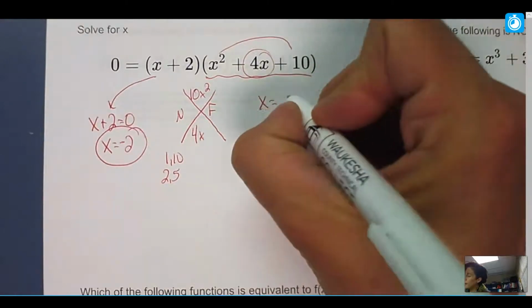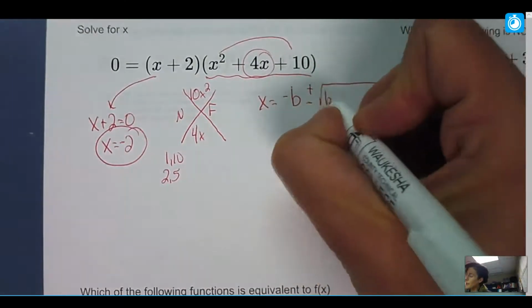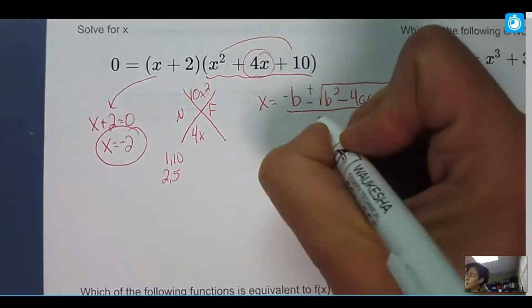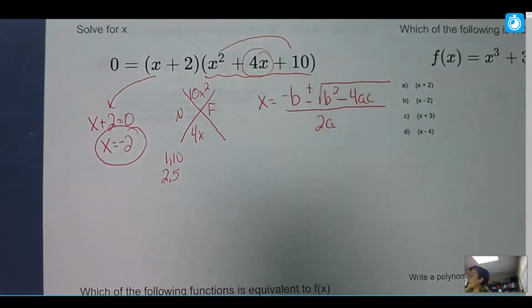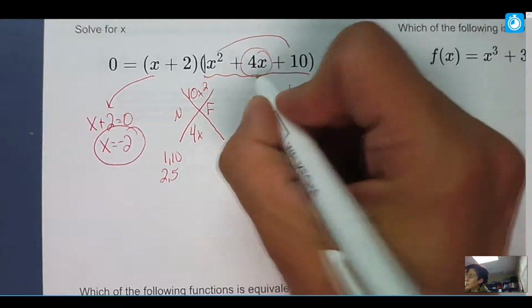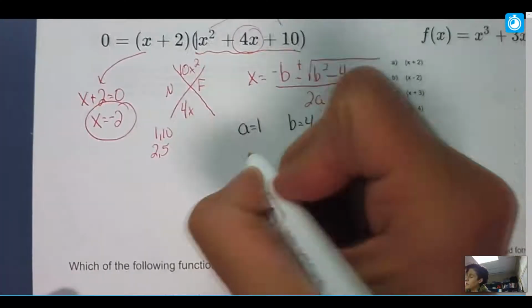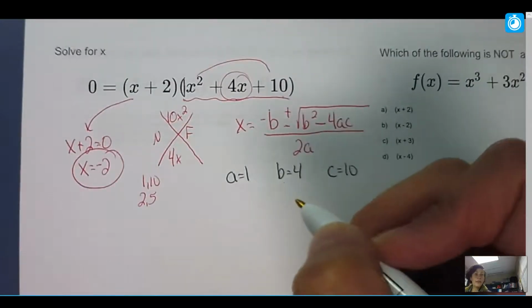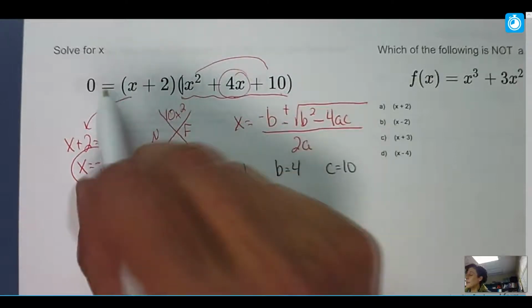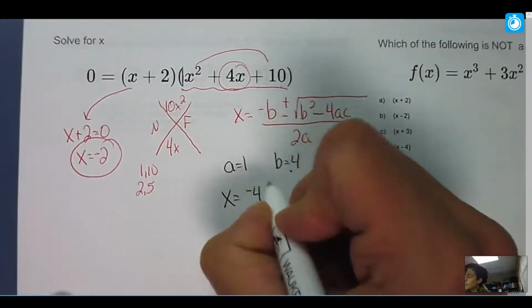So here's the quadratic formula. x equals opposite b plus or minus the square root of b squared minus 4ac, all over 2a. From there, I can identify that a is 1, b is 4, and c is 10. So I'm finding the other values that, if I put them in for x and completed my math, would give me 0. So x equals opposite of b plus or minus.